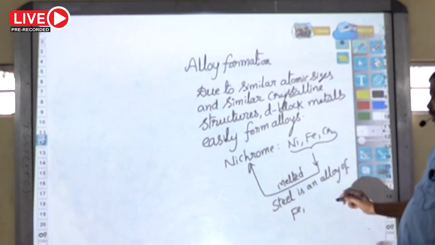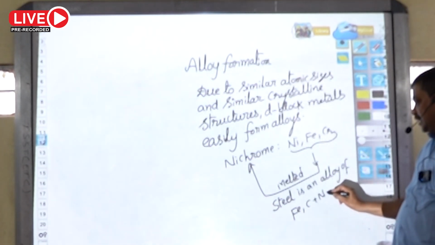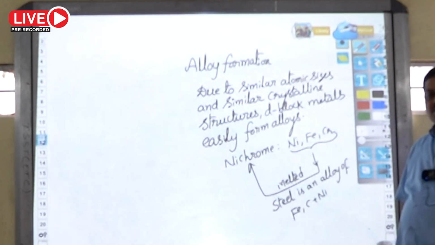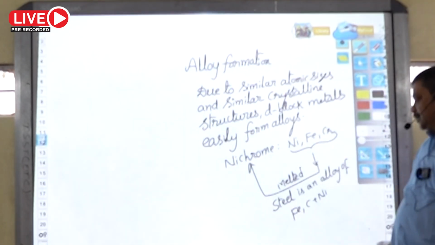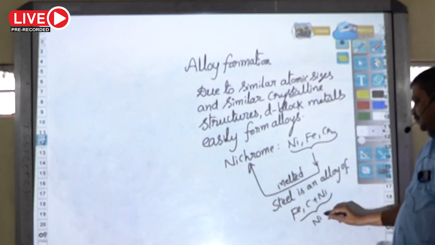So steel is an alloy of iron, carbon plus nickel. If it is iron, carbon, nickel, it is called nickel steel.